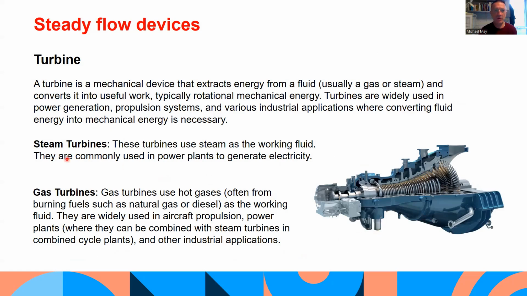And the two common forms there are steam turbines. These turbines use steam as the working fluid. They're commonly used in power plants to generate electricity. And then gas turbines use hot gases, often from burning fuels such as natural gas or diesel, as the working fluid. They are widely used in aircraft propulsion and power plants, where they can be combined with steam turbines in combined cycle plants and other industrial applications.